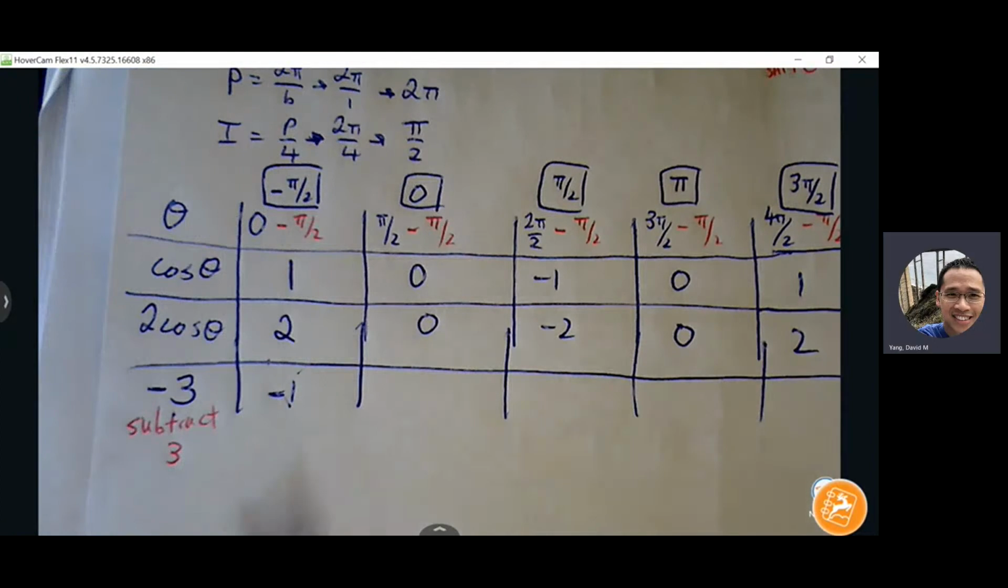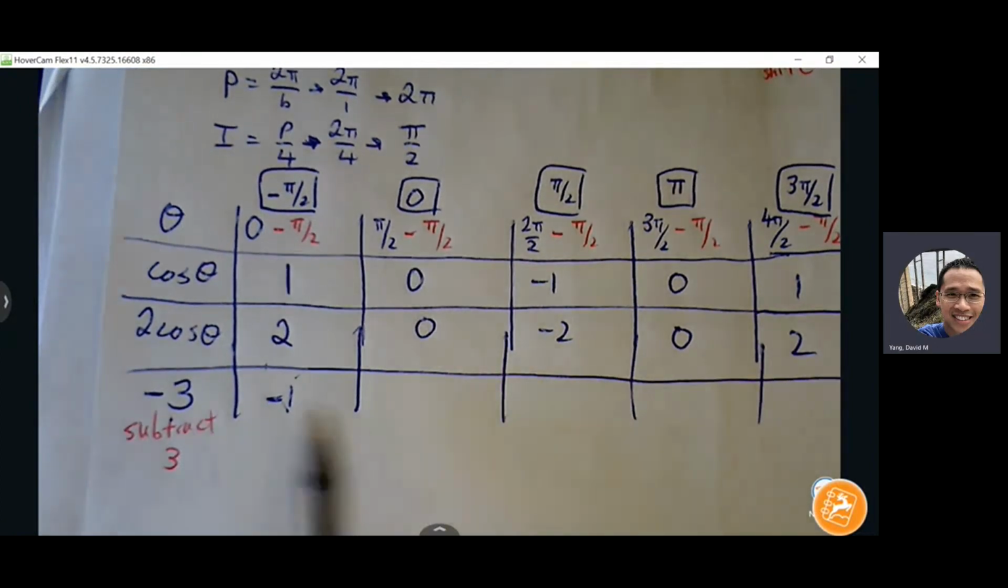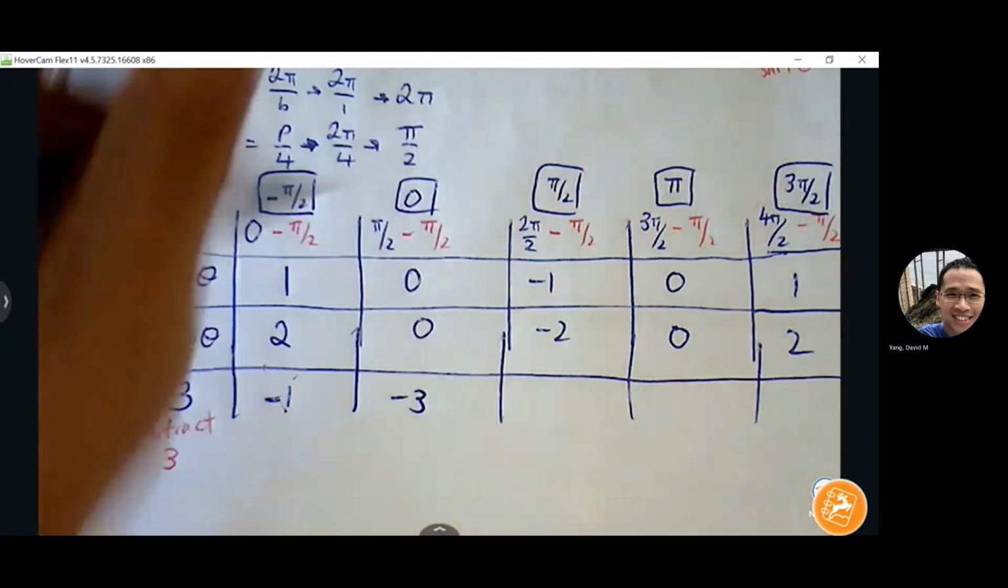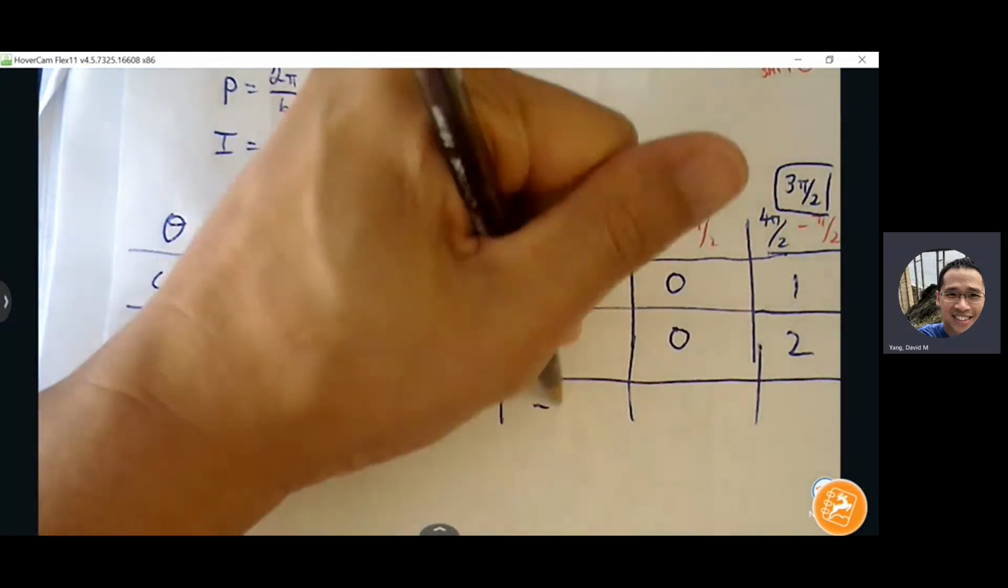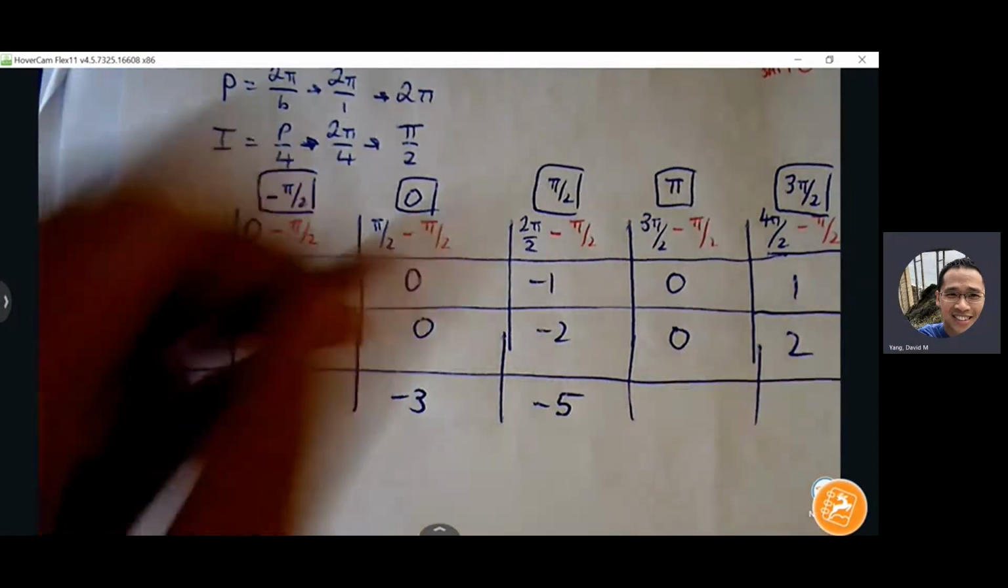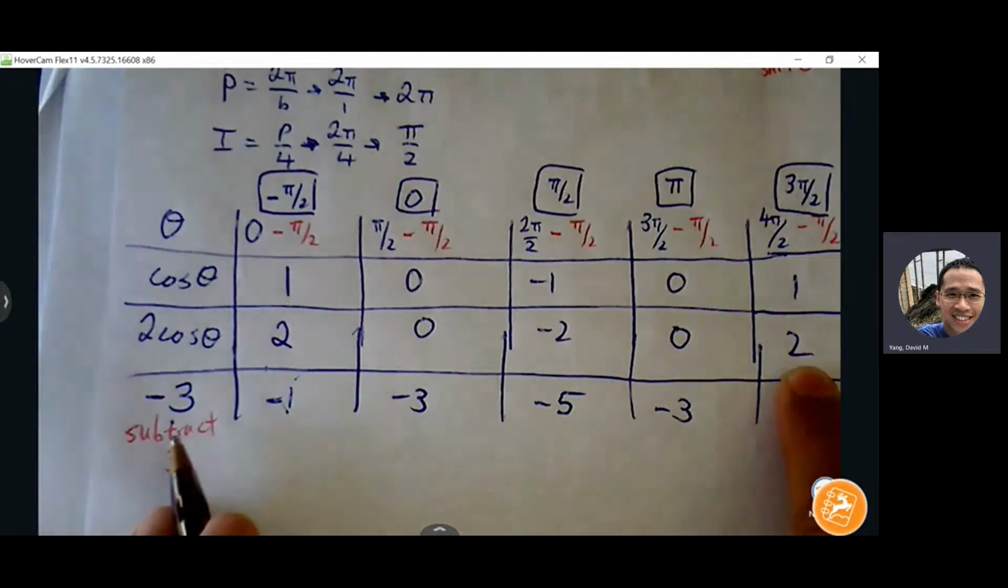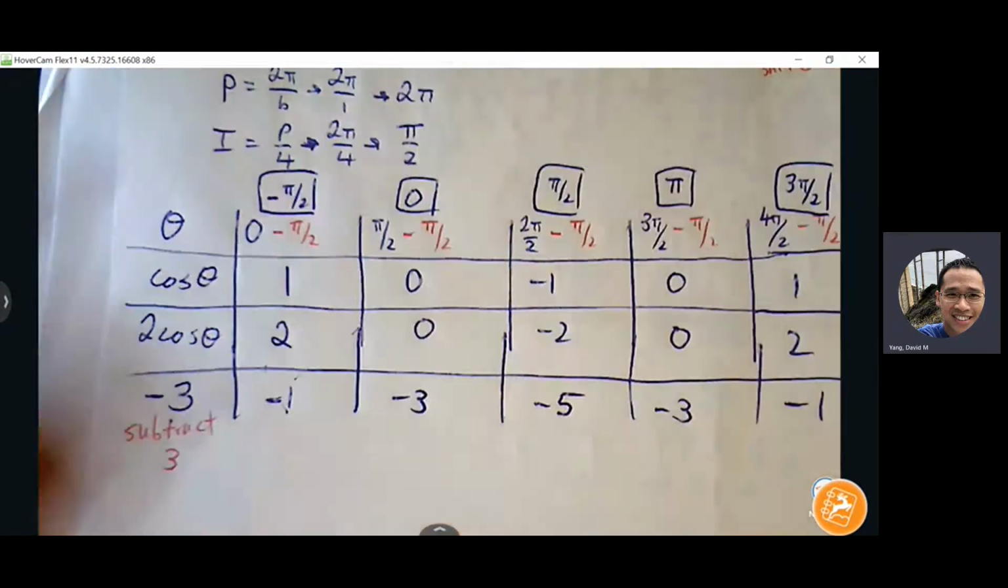So 2 minus 3 is negative 1. 0 minus 3 is negative 3. Negative 2 minus 3 is negative 5. 0 minus 3 is negative 3. 2 minus 3 is negative 1.